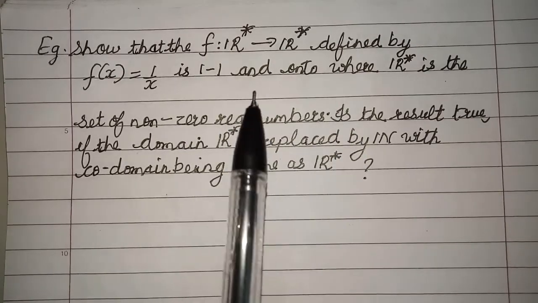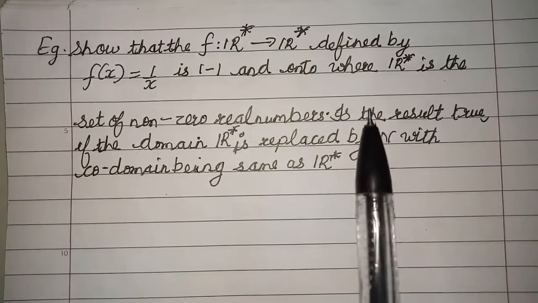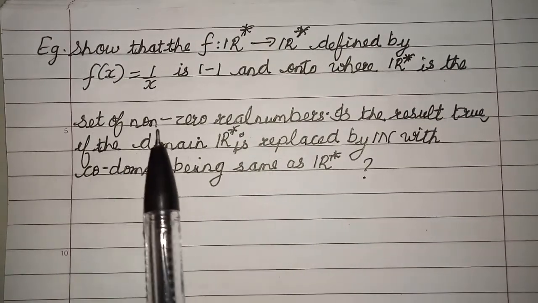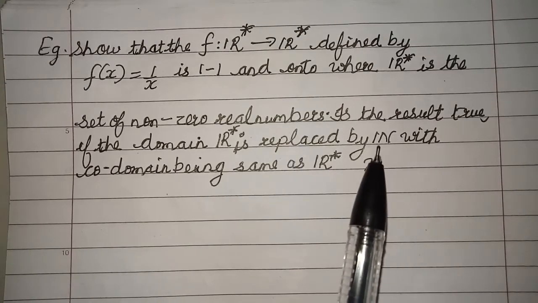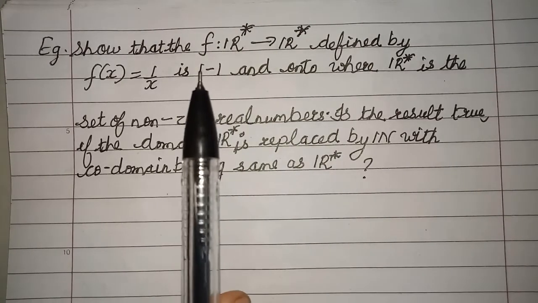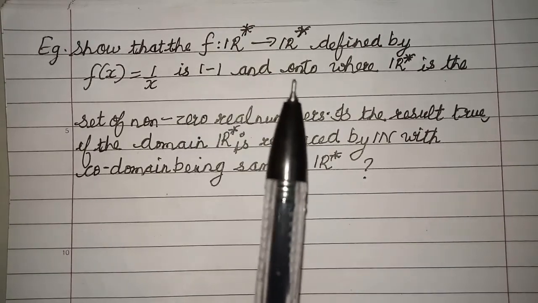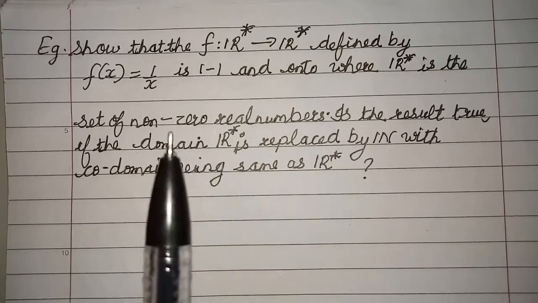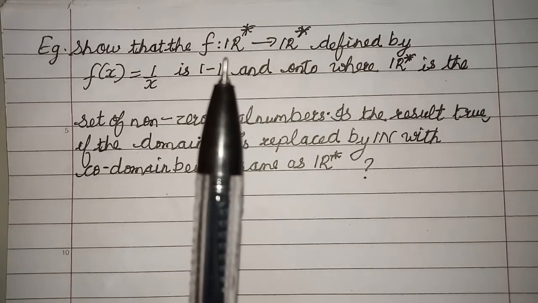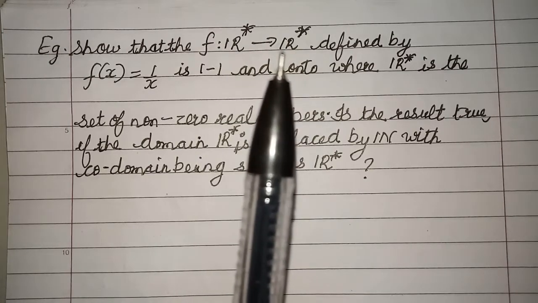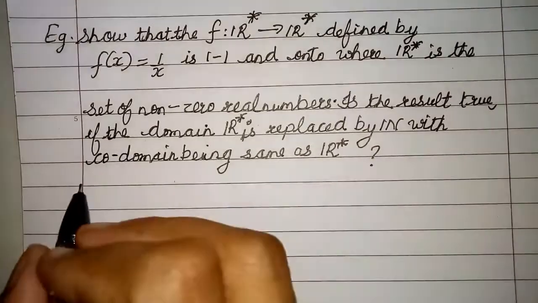So here, children, one new thing which I see is R star. And what is R star? They have clearly told here R star is the set of all non-zero real numbers. And here N means natural numbers. So we are going to check whether this function from R star to R star is one-one and onto. And the second part is, if the domain is replaced by natural numbers with codomain being the same, what is going to be the type of function? So let me start.